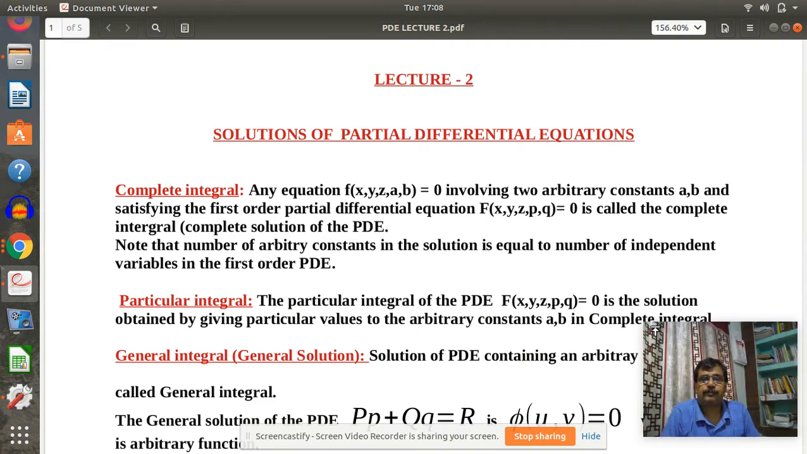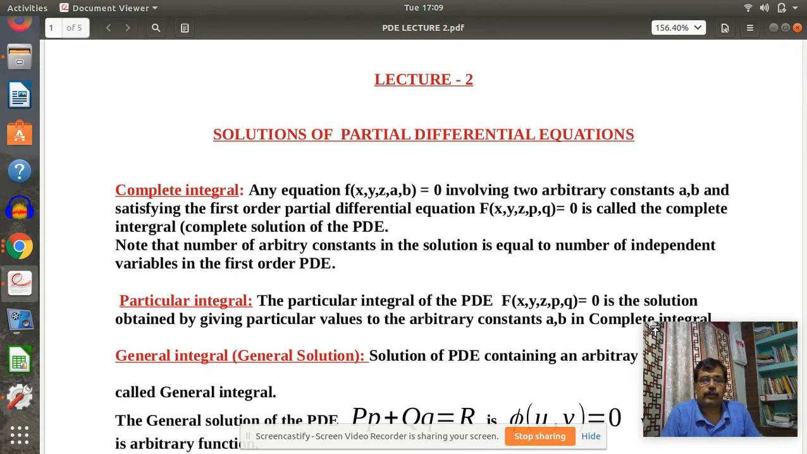Today's lecture: solution of partial differential equations. In the last lecture, we explained formation of partial differential equations by two methods: by method of elimination of arbitrary constants, and by method of elimination of arbitrary functions. Through this lecture, we are going to discuss the solution of partial differential equations, particularly by direct integration.